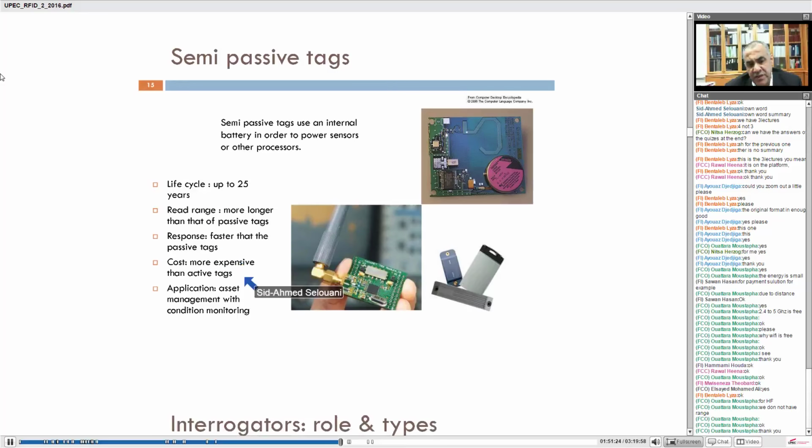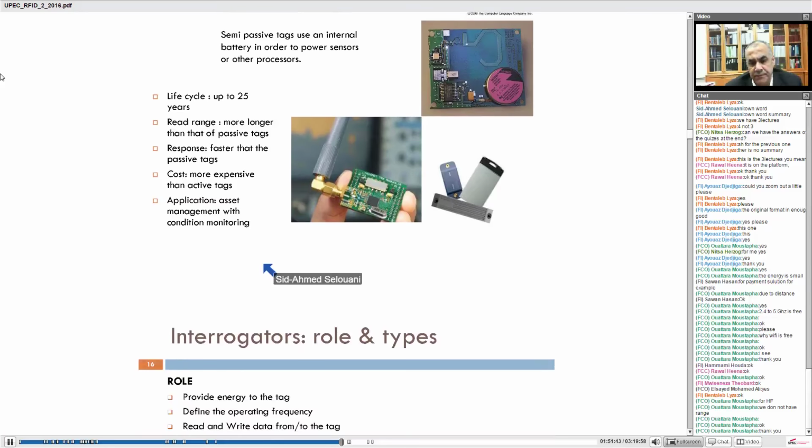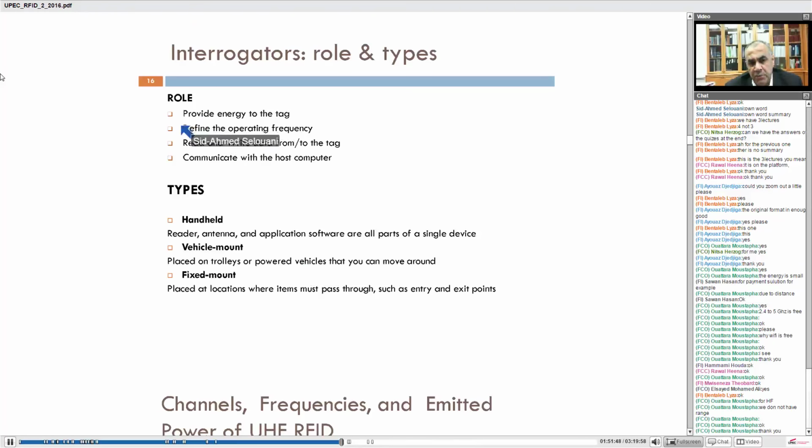Semi-passive. Remember, you have sensors inside. Semi-passive tags use an internal battery in order to power sensors or other processors. The life cycle is up to 25 years. The read range is longer than the passive tags, faster than the passive tags, and the cost is more expensive because you have more stuff on the tag. And the application: asset management with condition monitoring. Condition monitoring means that you have to monitor, for example, humidity, temperature, and so on.